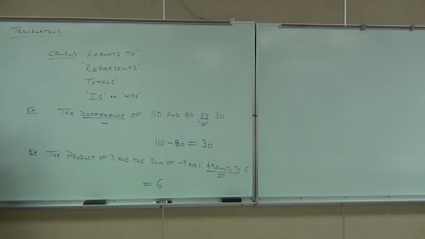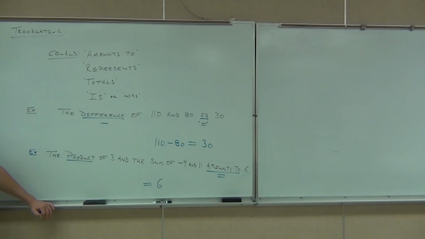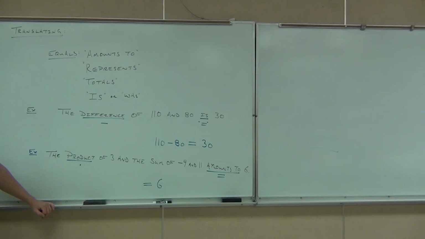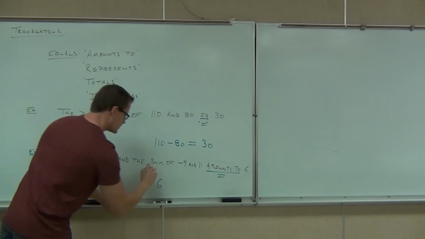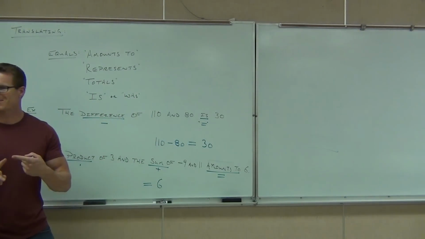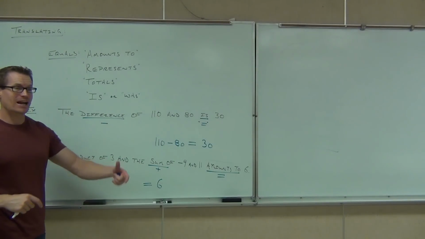Let's go ahead and underline some more things. What else up here means math? Product. Good. What does product mean? Multiply. Okay, so we're multiplying. What else? What does sum mean? Add. Did I have those backwards? It's all right. So product we're multiplying, sum we're adding, for sure.